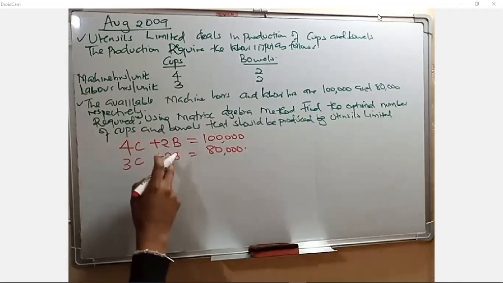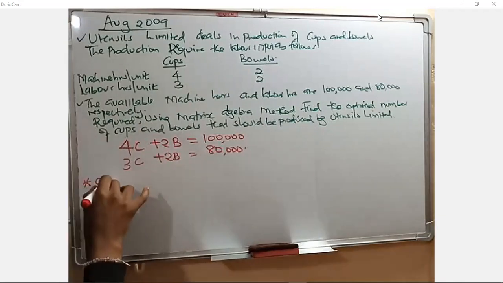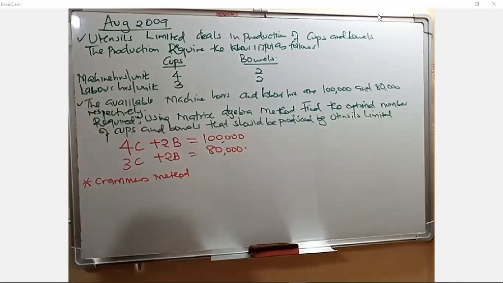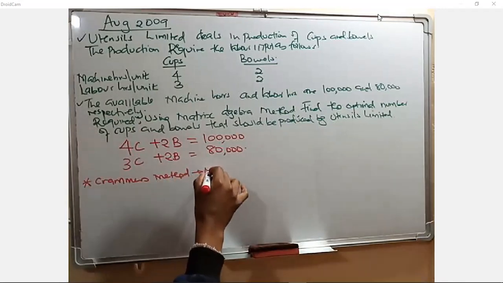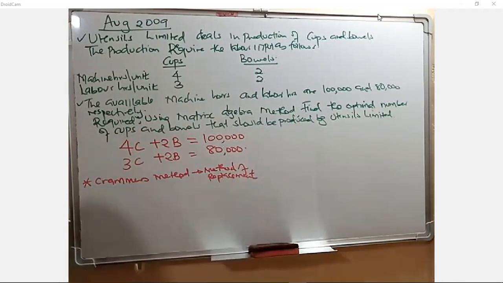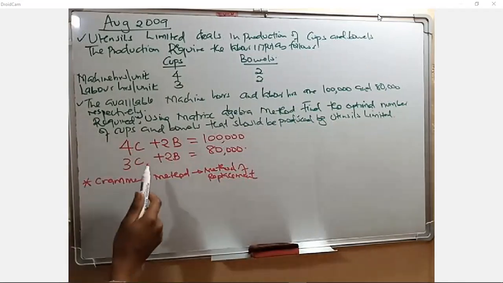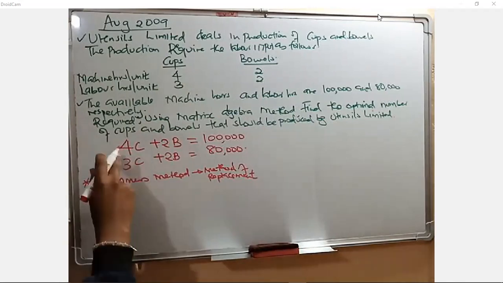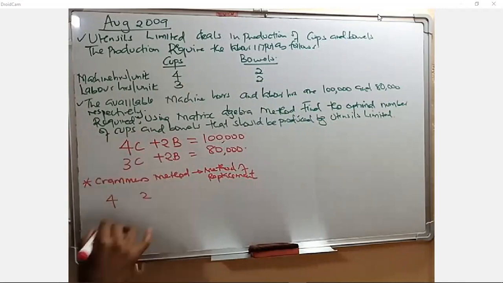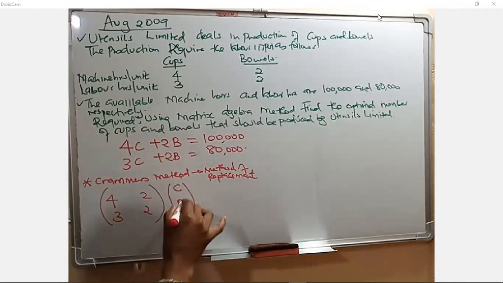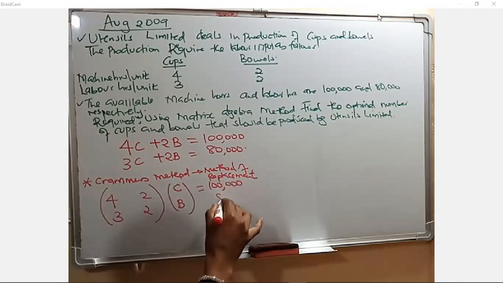I want to get the values of C and B, but now I want to use Cramer's method. Cramer's method is just a method of replacement. In this case, we just need to formulate our equations. Let's first come up with a matrix form of our equation. We just take the values 4, 2 and 3, 2. Then we take the unknowns, which are C and B, which should be equal to 100,000 and 80,000.